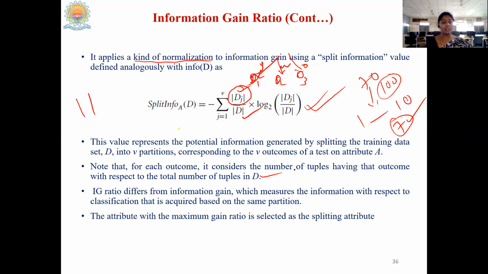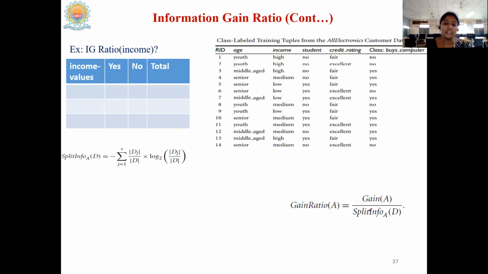Here the attribute with the maximum information gain ratio is selected as the splitting criterion. I have taken the attribute age for which I will give you all the calculations. For the remaining attributes, you should come with the values, and by comparing those values, the attribute having the maximum information gain ratio is selected as the splitting attribute. Here is an example.